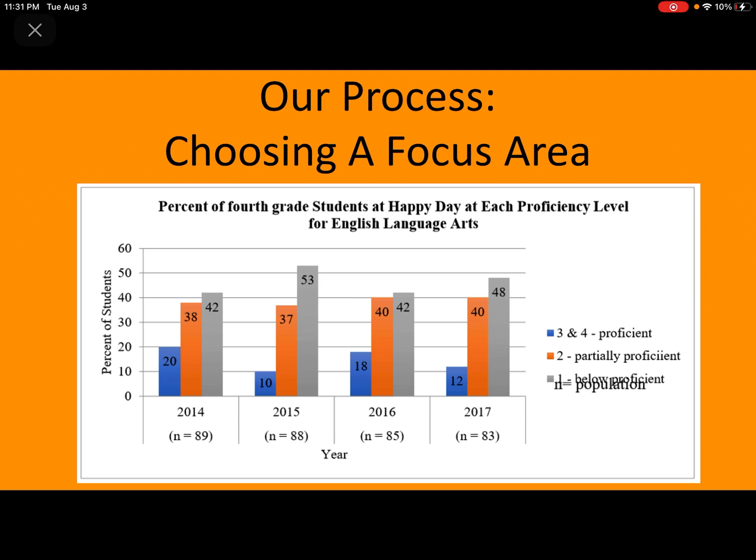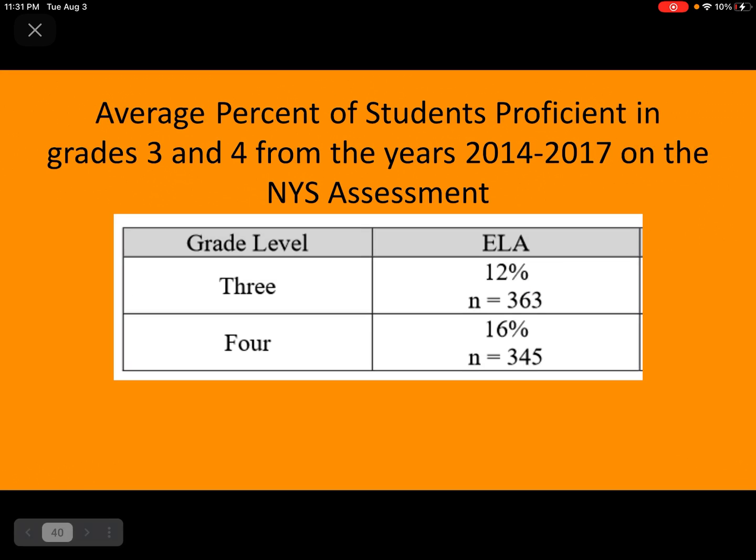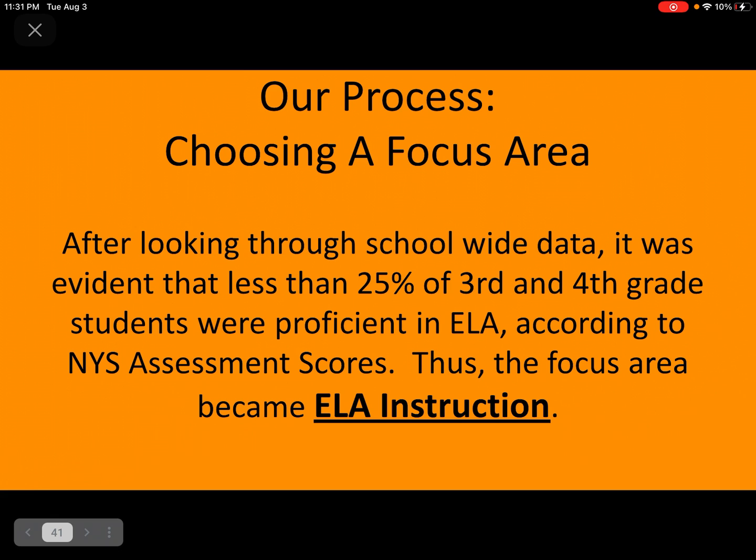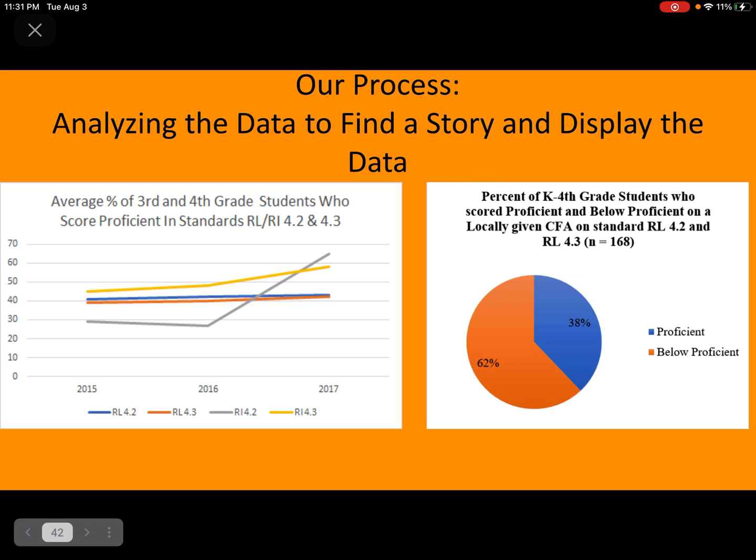And as you can see in both graphs, the proficiency levels were substantially low for both grade levels. And here we have a more collective report looking at proficiency of 3rd and 4th grade students on the ELA exam. So we can see that 12% of 3rd graders are proficient in ELA, whereas 16% of 4th graders are proficient in ELA. So this led us to our focus area, which is ELA instruction, simply because it is evident based on the data that less than 25% of 3rd and 4th grade students are proficient in ELA.